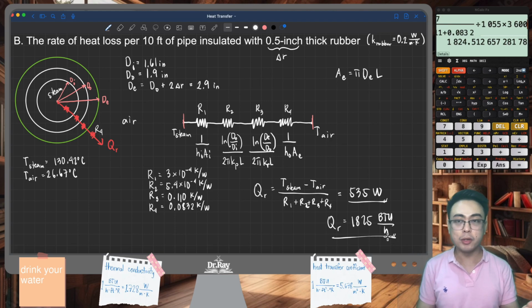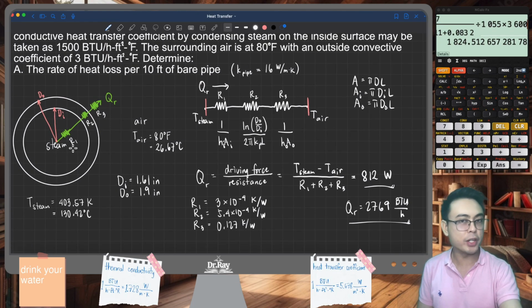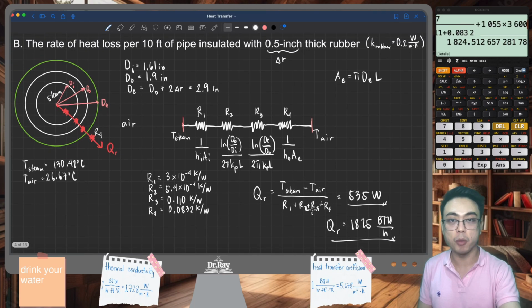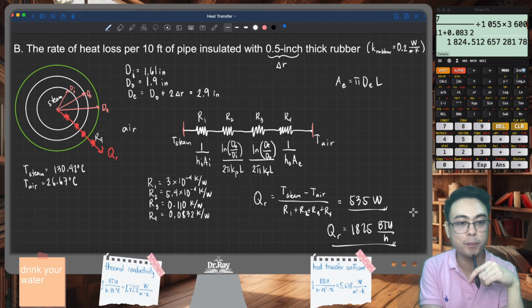We can compare the two values between A and B, right? In the bare pipe, if there is no insulation, you are losing heat at a rate of 812 watts. But once we provided an insulating layer of rubber, the rate of heat loss was reduced to 535 watts.